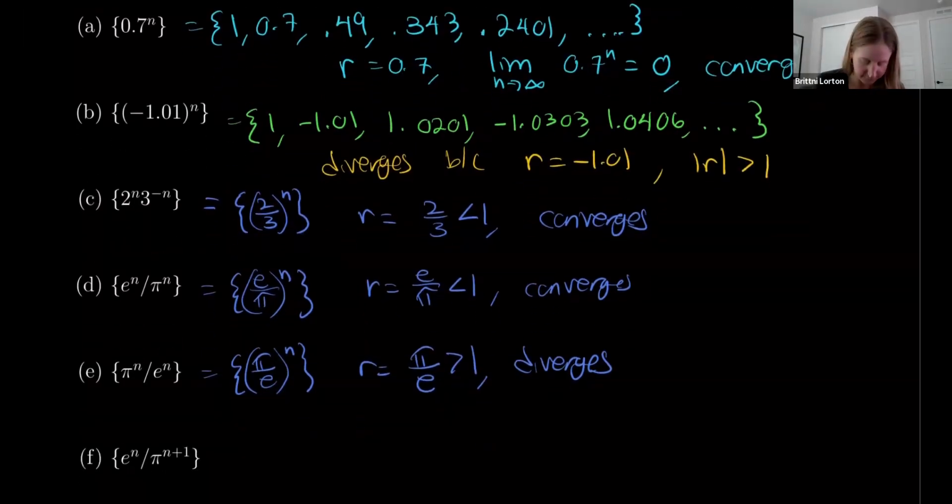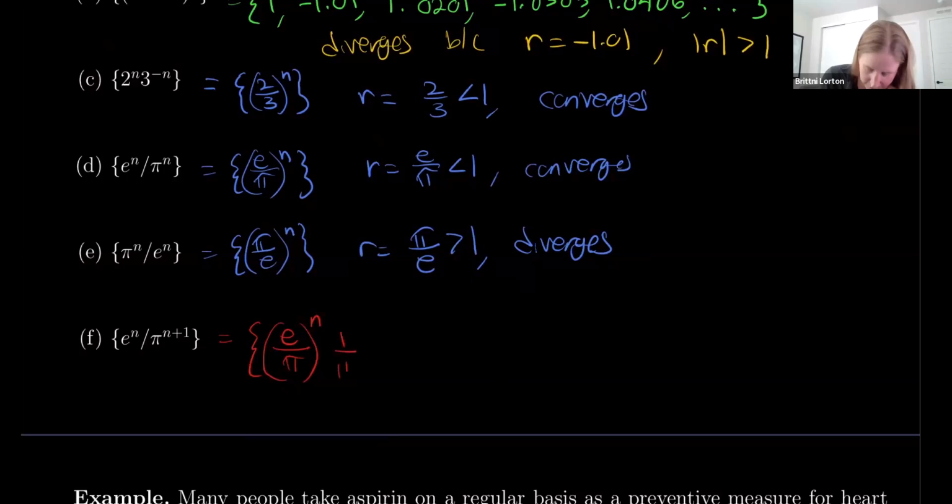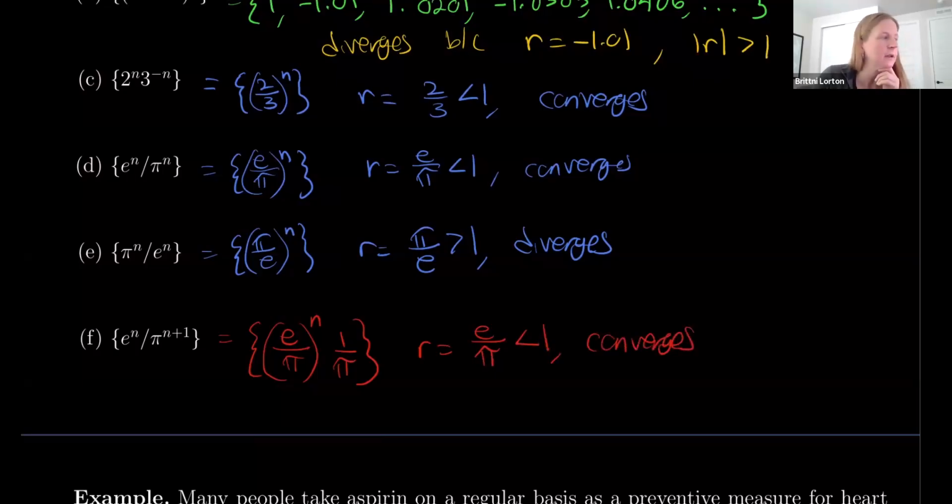So then, of course, something for that very last one there, I would rewrite that as e over pi to the power of n, but there is an extra pi on bottom. But my r is still the thing that's being raised to the power of n, which is e over pi, which is less than 1. So that one still converges. Cool. All right, we're doing really good.